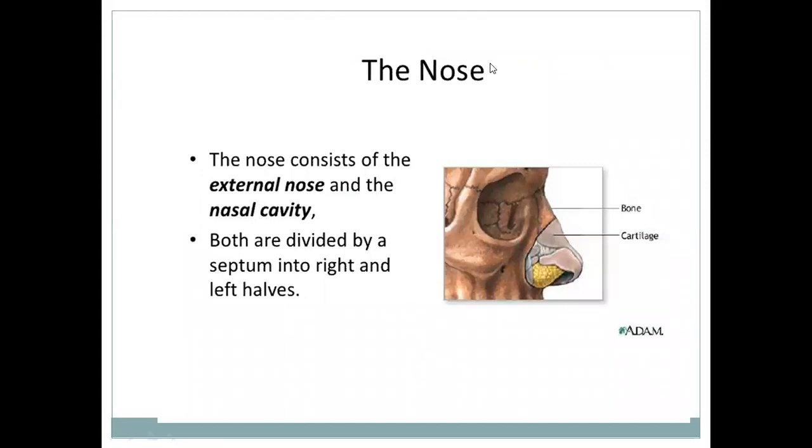Okay. This is the nose, and the nose consists of the external nose and the nasal cavity. So this is the picture of the external nose. It shows that this is part of the frontal bone. These are the two nasal bones which are joined with each other. These are the nasal bones. These are the frontal processes of the maxilla.